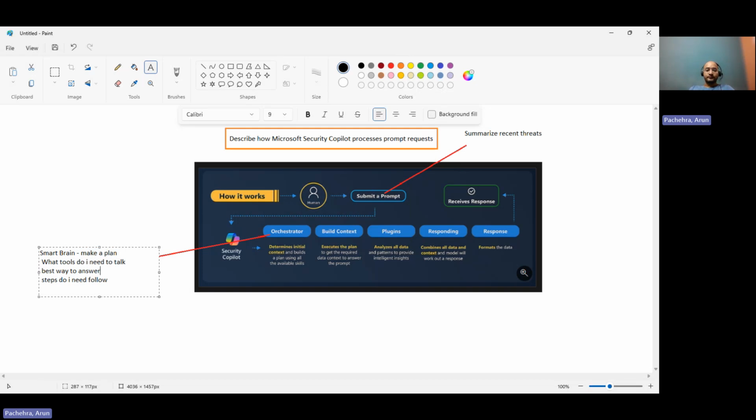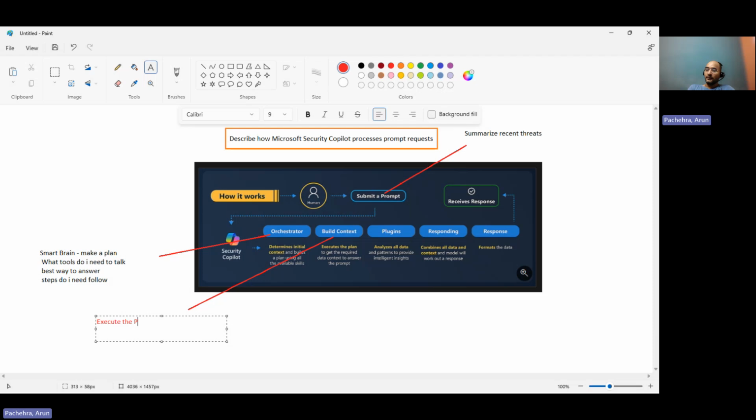For example, here we said recent threats. So it might need to pull incident data from Microsoft Sentinel, or maybe check security logs, or recent incident alerts, or user access records. All those things it needs to answer this question. But how to get those things? All these things will be decided here in the brain part. Then we have the third point, which is build a context. What is happening here? Here this guy will plan. This guy will execute the plan.